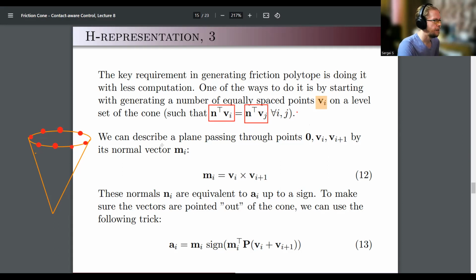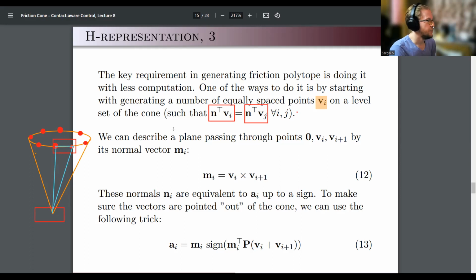We can describe a plane that passes through the tip, the tip here, and any 2 points here. And how would this plane look? Let me use a different color, something brighter. Quite obviously it looks like this. This intersection of the plane with the cone is what I draw here.